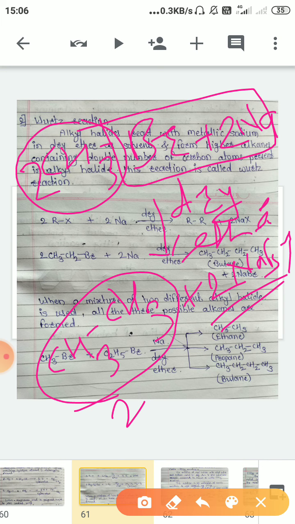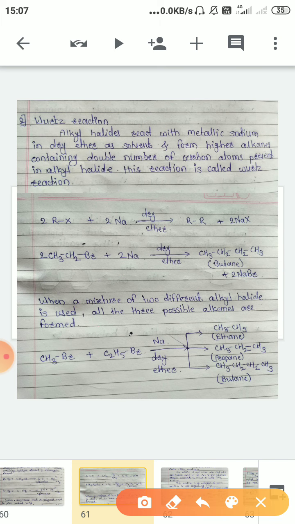But when we use a mixture of two different alkyl halides, then three different products will be formed. We'll see one example for that. If we take one methyl bromide and one ethyl bromide, here the alkyl group is methyl and here the alkyl group is ethyl. Now the two different alkyl halides react with sodium in the presence of dry ether, so it will give ethane, propane, and butane.